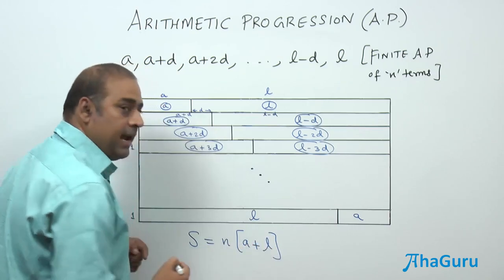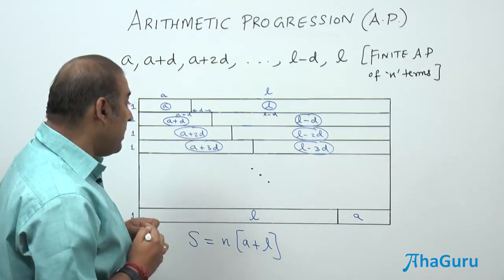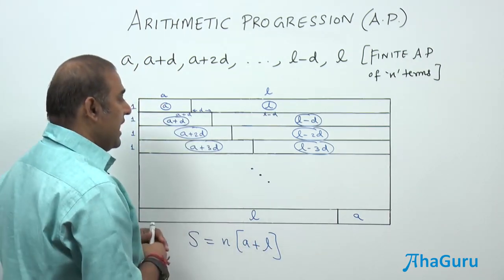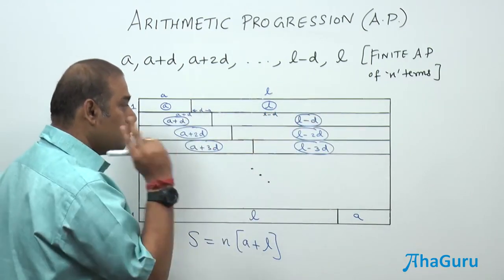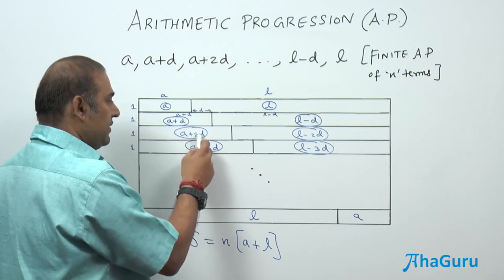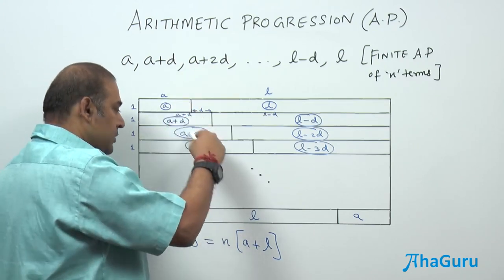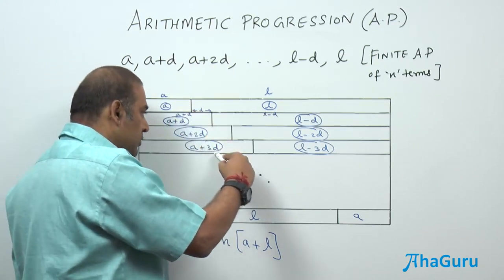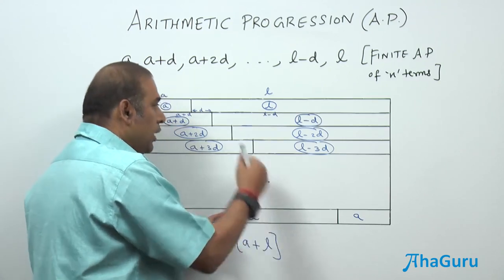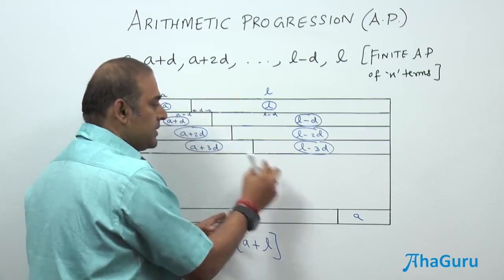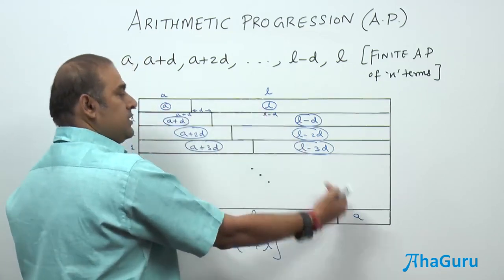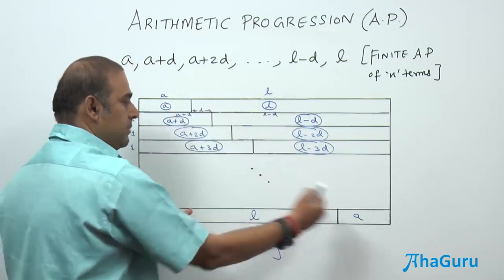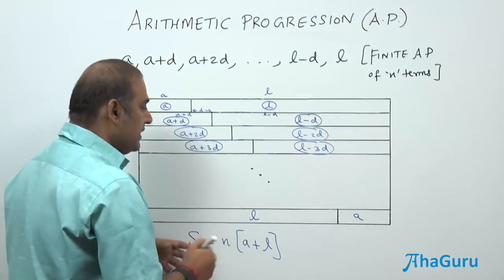But actually we got n by 2 times A plus L. Remember, this sum of all the areas of the rectangles contains 2 times A plus D, plus A plus 2D, up to L. So these rectangles only give the AP addition, and these rectangles are also the same but backwards: this is from top to bottom, this is from bottom to top, and you get the same thing.